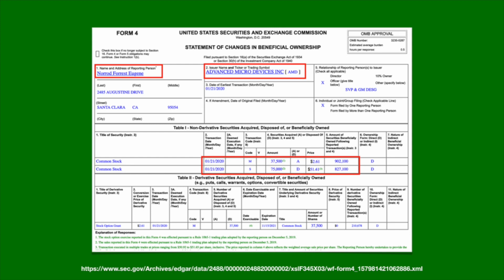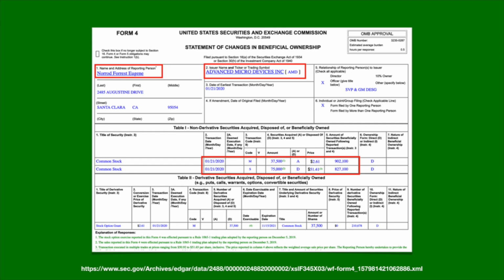So what you see here is this person exercised stock options and sold them pretty much the same day. They exercised 37,500. The A means they acquired those shares at the price of $261. That would have been the strike price of their options. And then it shows the amount of shares owned after the transaction. And then they immediately sold 75,000 shares at a price of $51.41, leaving them with 827,100 shares.